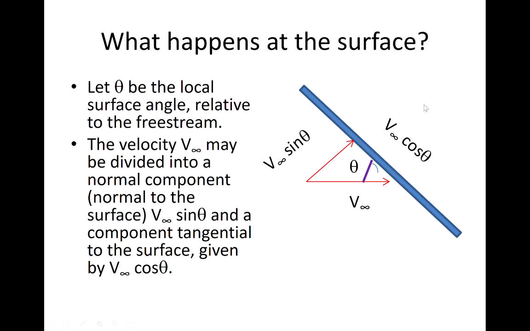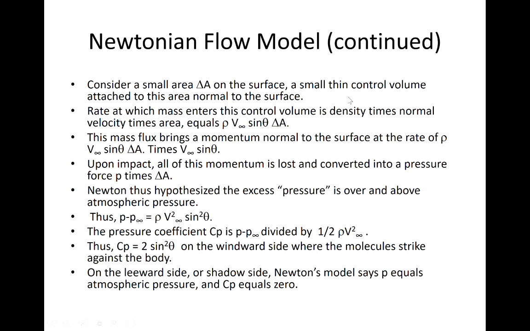We call the shadow region the leeward side. In that region behind the flat plate, nothing happens. According to Newton, P equals P infinity. Therefore, the gauge pressure behind the body, on the other side, is 0, so Cp is 0. On the windward side, Cp is 2 times sine squared theta. On the leeward, or shadow side, Cp is 0. This is what Newton's model will produce.